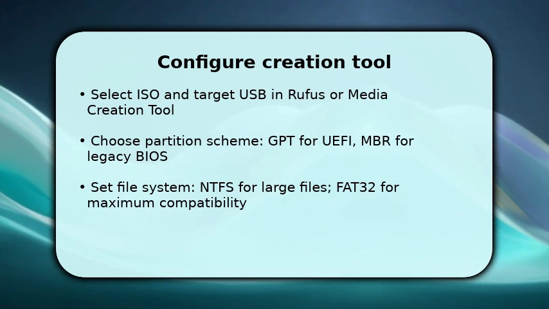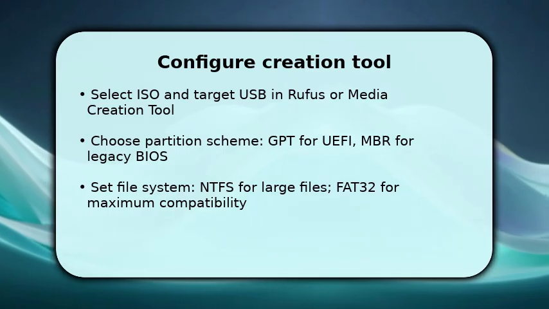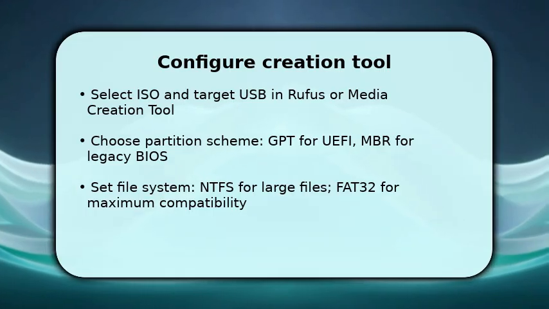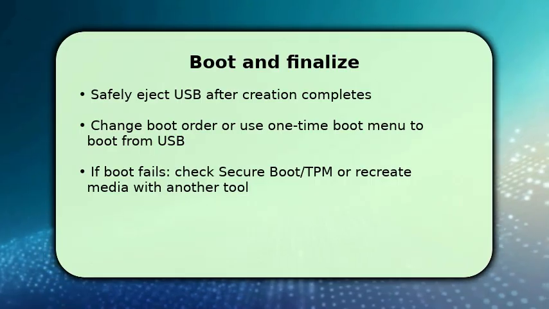Set the file system to NTFS if the image has large files. Use FAT32 when you need older device compatibility. Then start the write process and wait. Once the USB write finishes, safely eject it and move to the target PC.